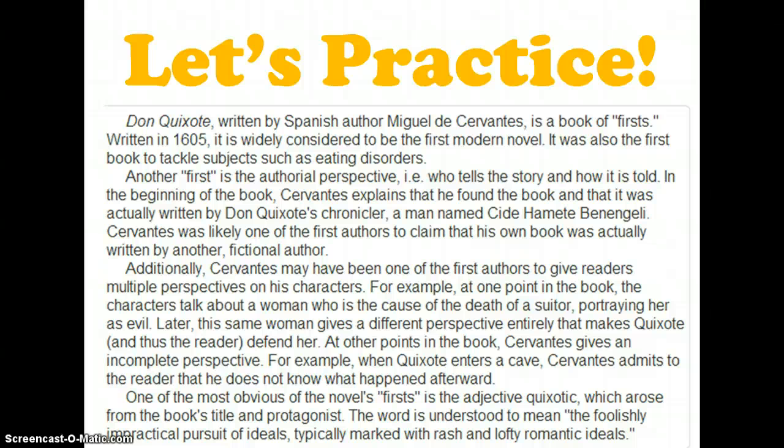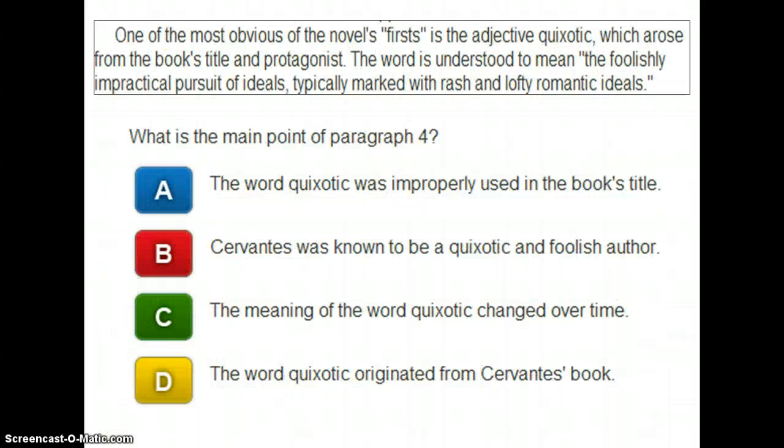One of the most obvious of the novel's firsts is the adjective quixotic, which arose from the book's title and protagonist. The word is understood to mean the foolishly impractical pursuits of ideals typically marked with rash and lofty romantic ideals. Okay, so now that we've read the passage, let's go back to the question again. We've got a little bit of an excerpt to help us out.